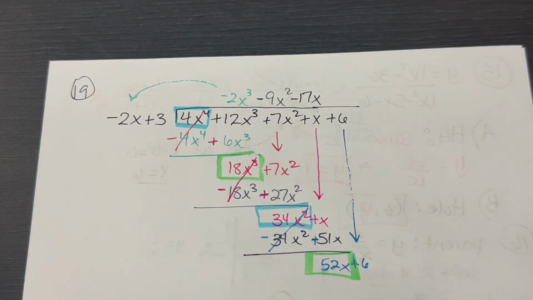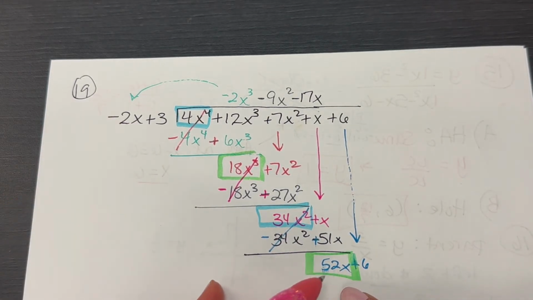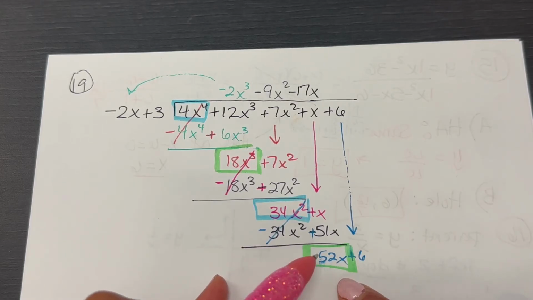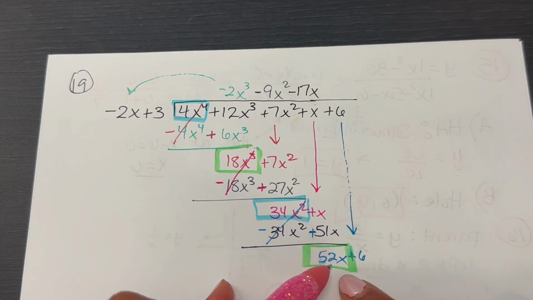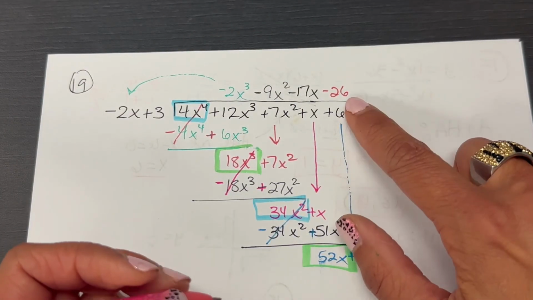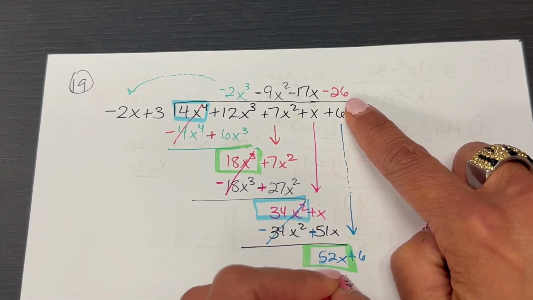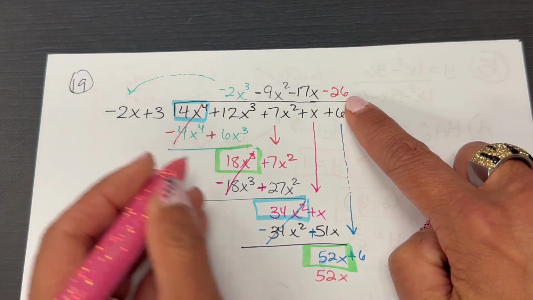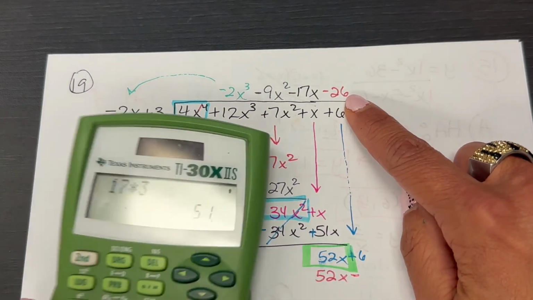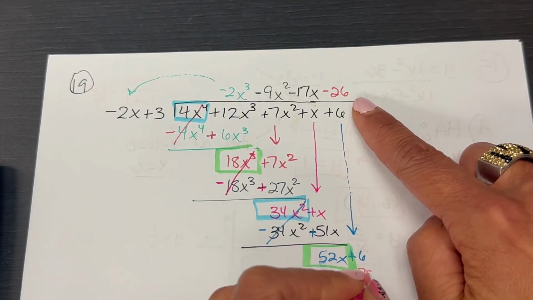Our new goal is a 52x, so we need to ask ourselves, what do we multiply by negative 2x to get 52x? Well, half of 52, half of 50 is 25, half of 2 is 1, so 26. So I need to multiply by a negative 26. Negative 26 times negative 2x is a positive 52x. Negative 26 times 3 is negative 78.